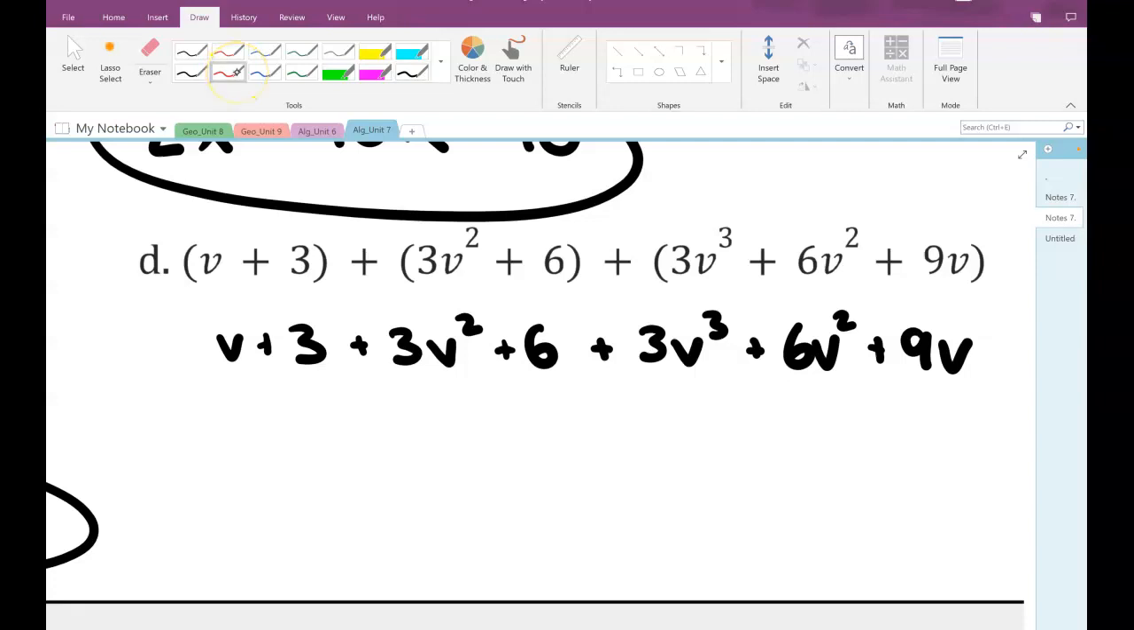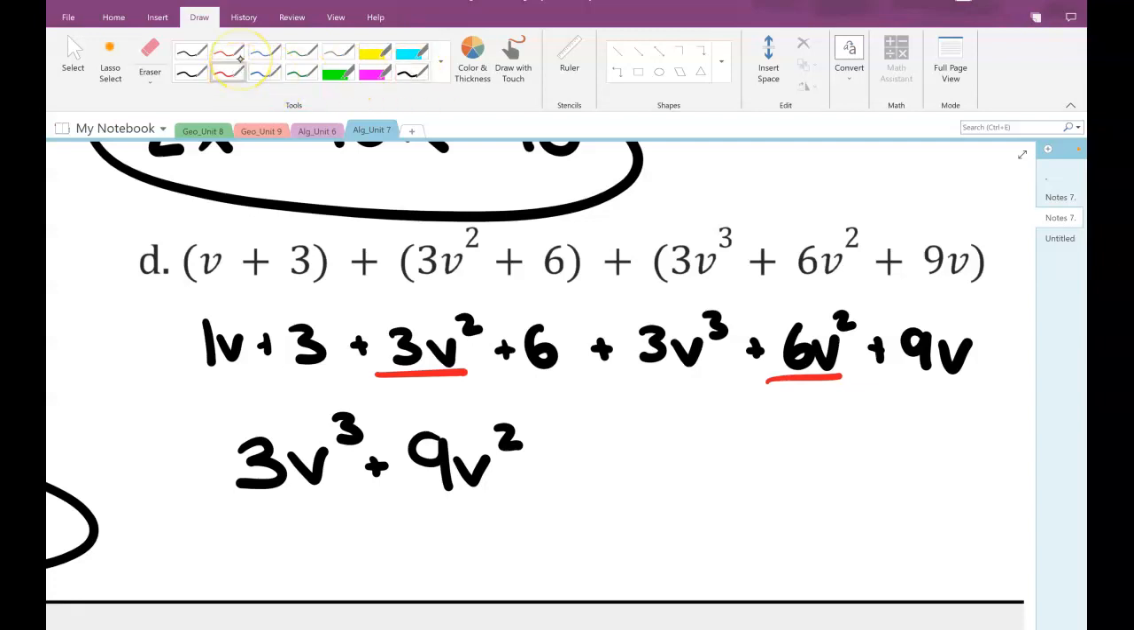What would be my highest term? What do I want to start with? 3v cubed, because that's my largest power and there's nothing else I can combine that with. So it just goes by itself. We have 2 squared terms. We have 3v squared and 6v squared. So we could say plus 9v squared.